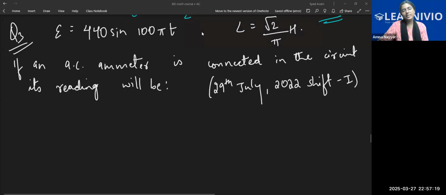See, this question says E is equal to 440 sine 100 pi t. L is given as root 2 by pi Henry. If an AC ammeter is connected in the circuit, its reading will be. It's a question from 29 July 2022, shift 1. It is basically asking us the current. Now from this equation, Upasana, you tell me what is the peak value?